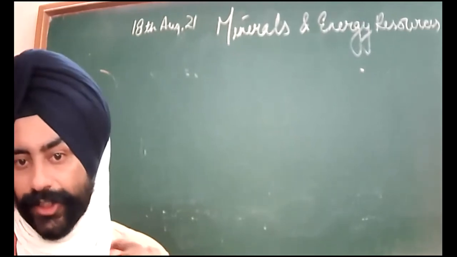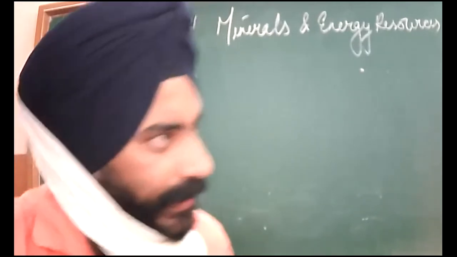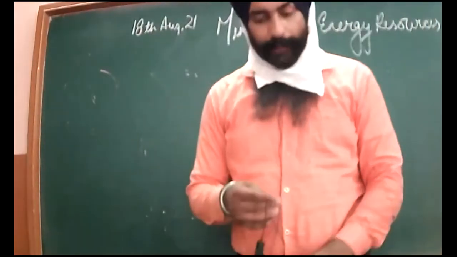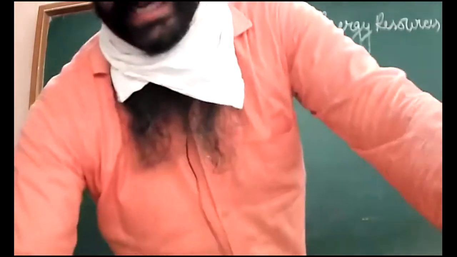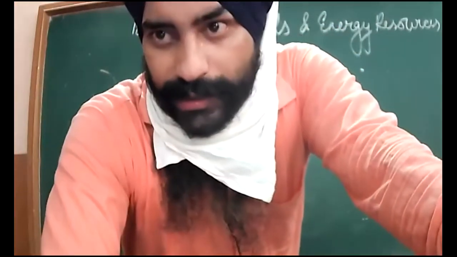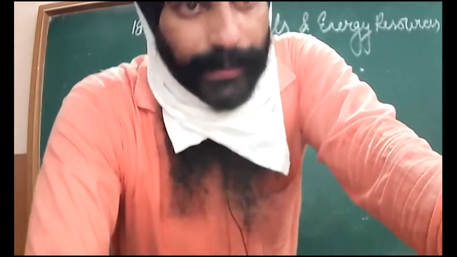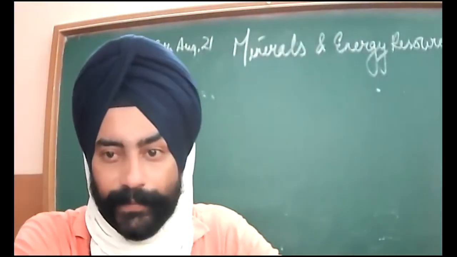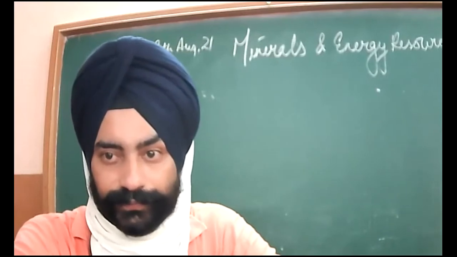Minerals are naturally occurring substances which have definite chemical properties. Those with definite chemical properties are known as minerals, and most minerals are extracted from rocks. Igneous, metamorphic, and sedimentary rocks are the different types of rocks used for extraction of minerals. Yes, Jayant?